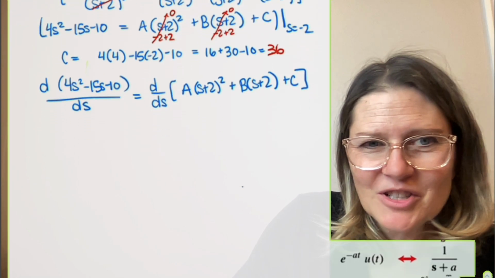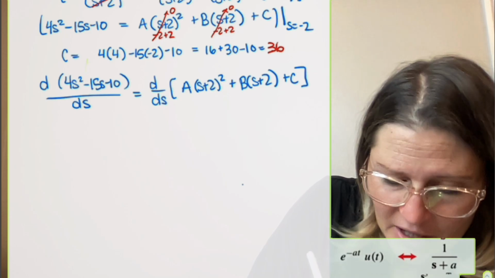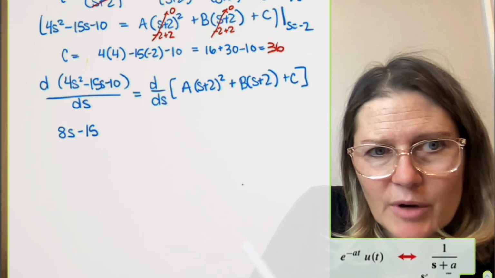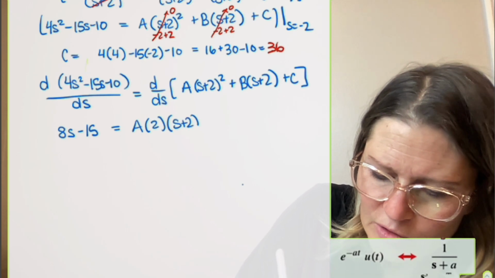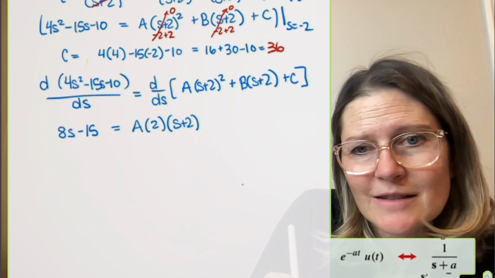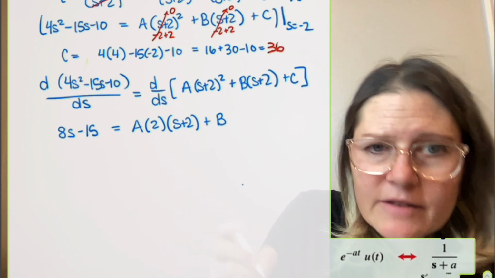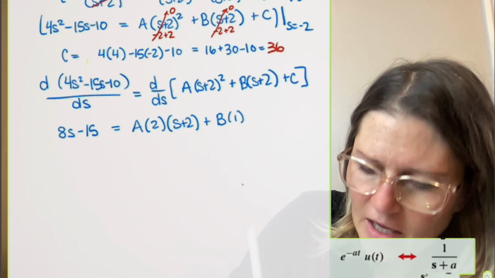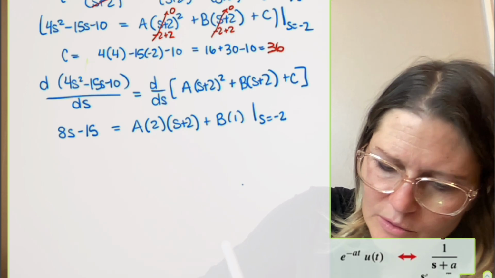All right, now when we differentiate this equation, on the left we get the 2 comes down from the S, so we get 8s minus 15, and then the 10 is 0. And on the right side we get A times 2, and then S plus 2, and then differentiating that inside is just a 1 from the S. And then again on this one, S plus 2 just differentiates to the S as 1. And then C goes to 0. And again, we're going to evaluate it at minus 2.